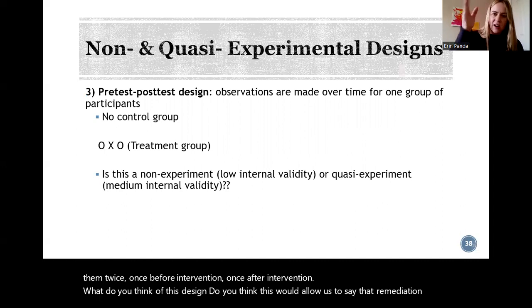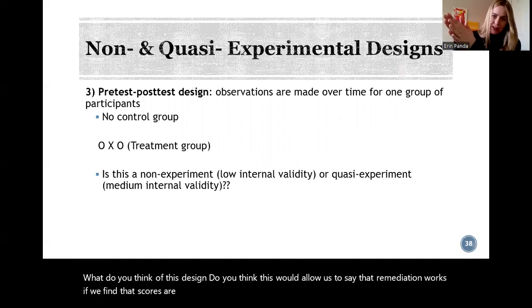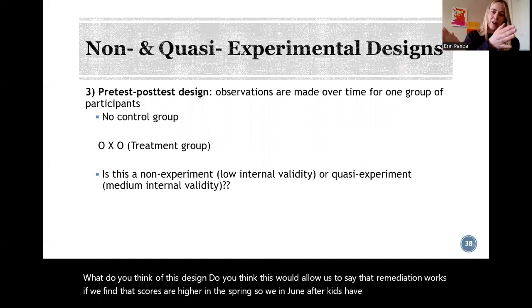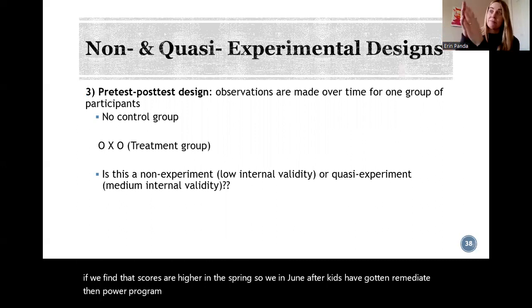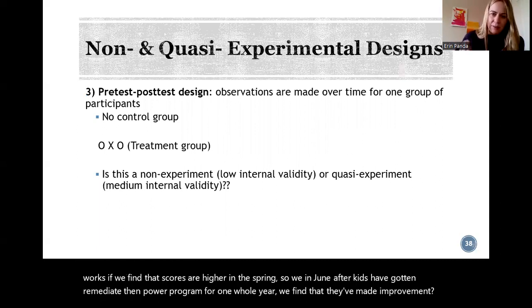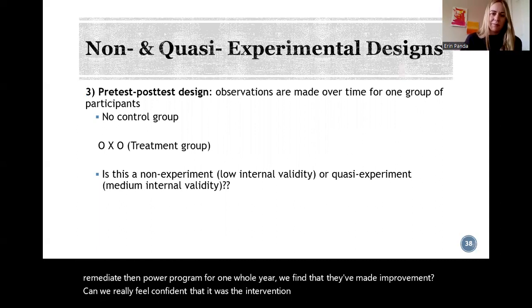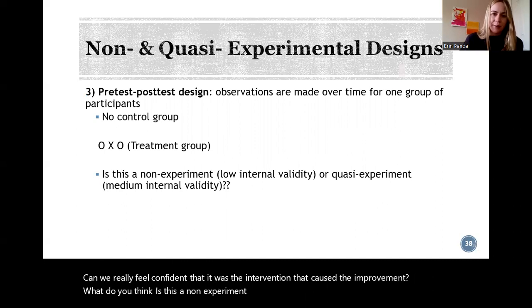If we find that scores are higher in the spring, so in June, after kids have gotten the Empower program for 1 whole year, we find that they've made improvement. Can we really feel confident that it was the intervention that caused the improvement? What do you think? Is this a non-experiment or a quasi-experiment?